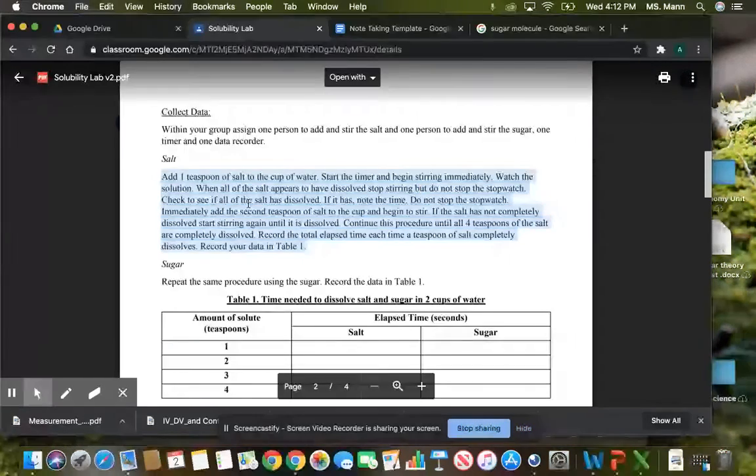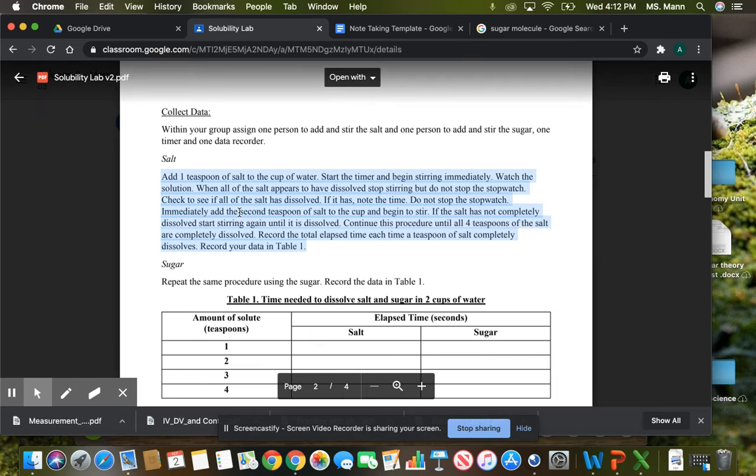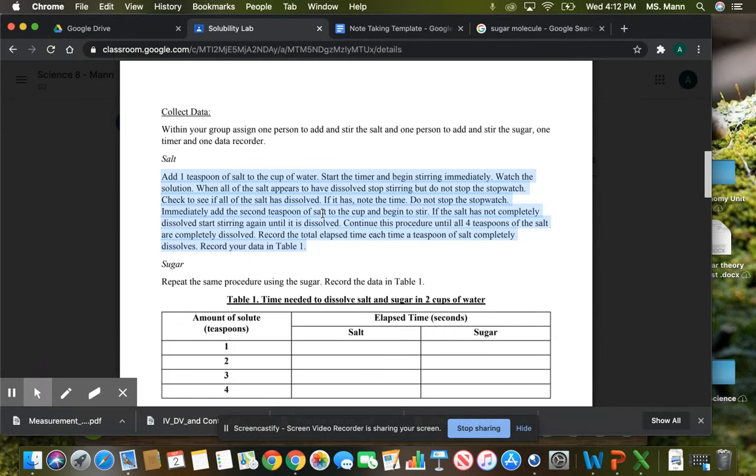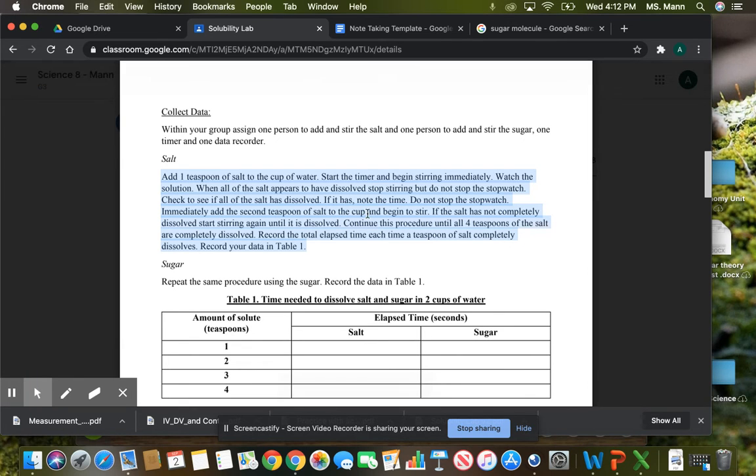Check to see if all the salt has dissolved. Again, the stopwatch is still going. If it has, note the time. Do not stop the stopwatch immediately. Add the 2nd teaspoon of salt. Again, do not stop the stopwatch. Immediately add the 2nd teaspoon of salt to the cup of water and begin to stir.